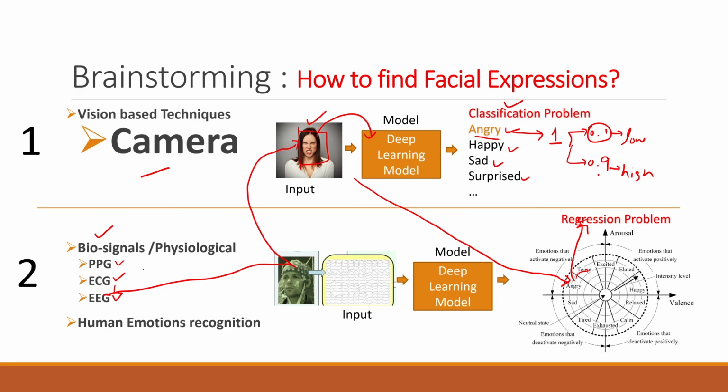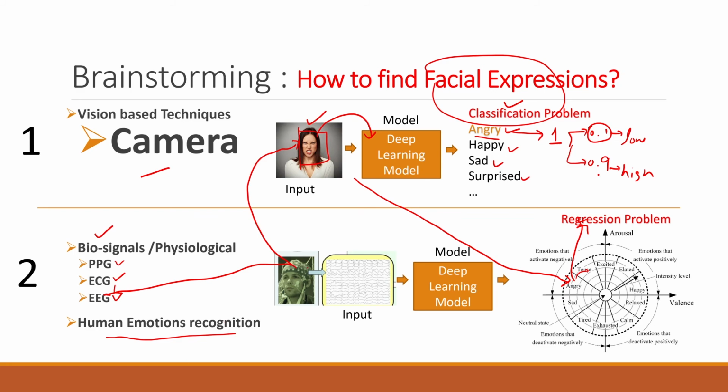We do have biosignals from which we can tell what the human emotions are. So for the biosignal, we call it human emotions recognition, right? Not the facial expressions. So this is the difference. The computer vision technique is facial expressions based because we can identify the expressions, while in the case of biosignals, we have human emotions recognition.